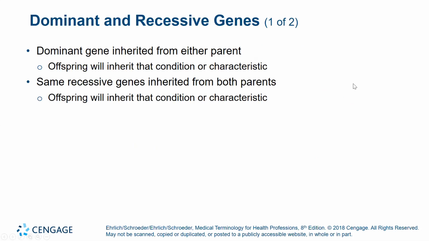We have dominant and recessive genes. For example, freckles are a physical trait that is transmitted by a dominant gene. Recessive genes, for example, sickle cell anemia is in a group of inherited red blood cell disorders that are transmitted by a recessive gene. When this gene is transmitted by both parents, the child will have sickle cell anemia.